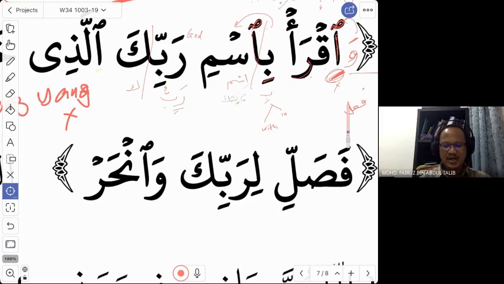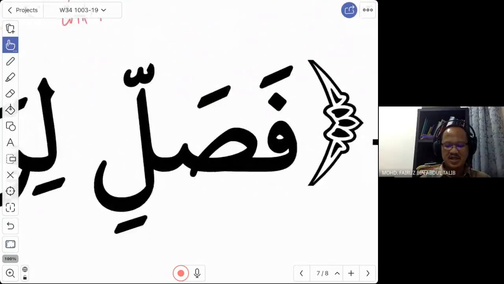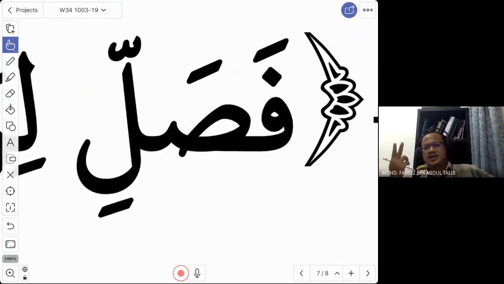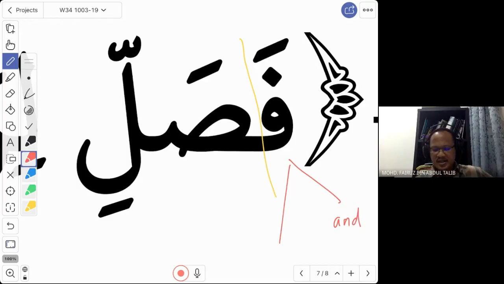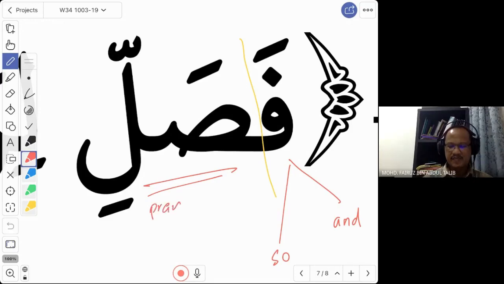This word, fasalli, is actually two words. The first word is fa. Fa is a word on its own, and it has two meanings. The first one is "and". The second meaning is "so". Salli is a verb. This is a command verb, which means pray. There are two meanings for this word.